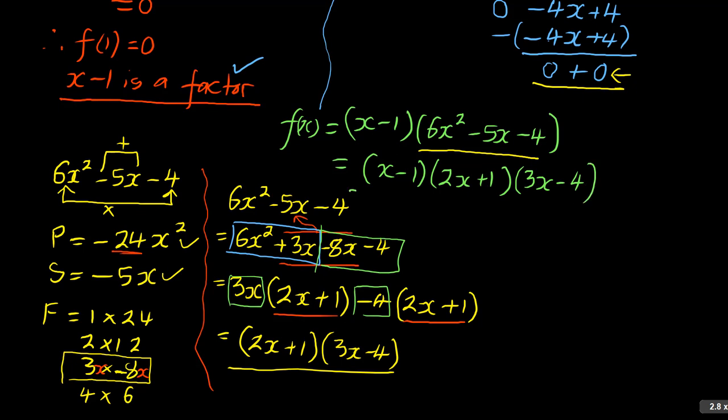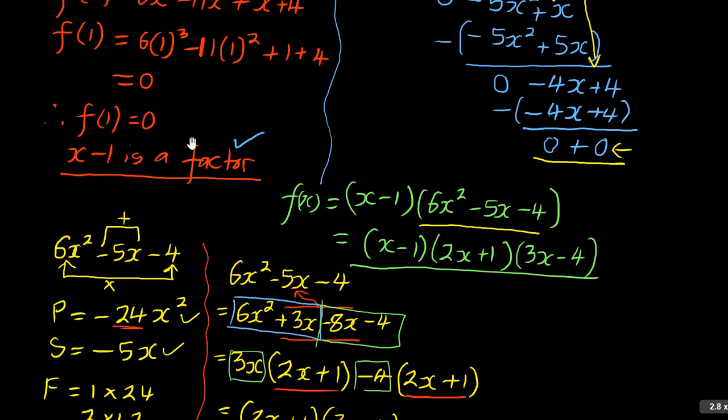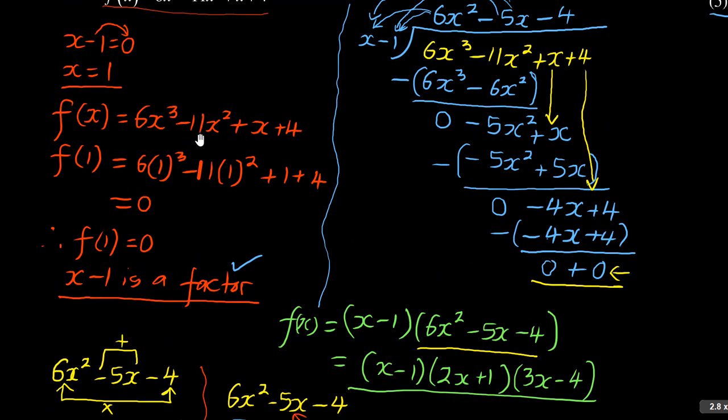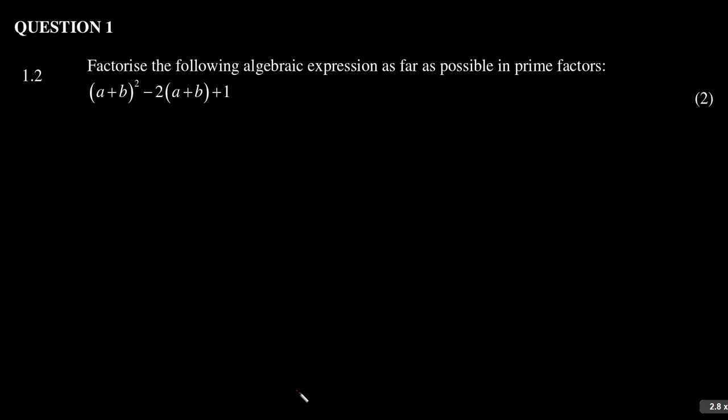So now you have completely factorized the function f of x, in which initially, if you go back, you are given it as 6x cubed minus 11x squared plus x plus 4, and you have managed to factorize from that into that. That's what they mean when they say factorize completely. Now let us move on to our next problem. It was question 1.2, and see what they were trying to trick you about.